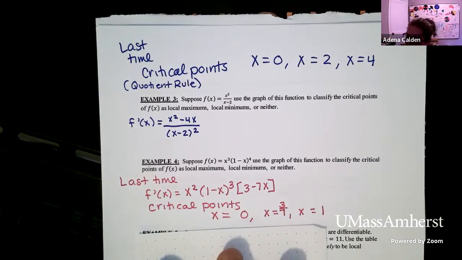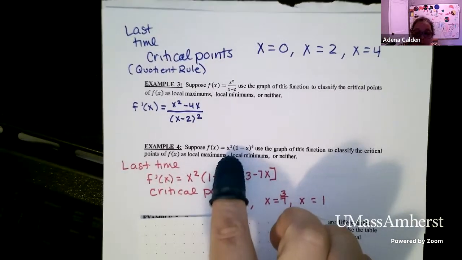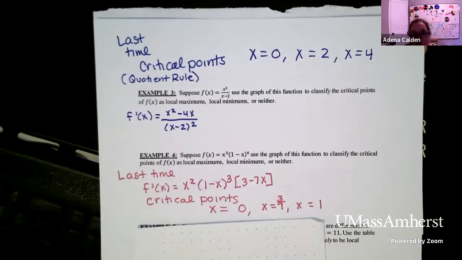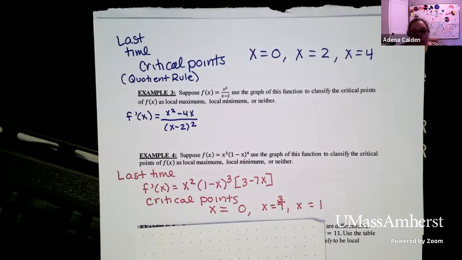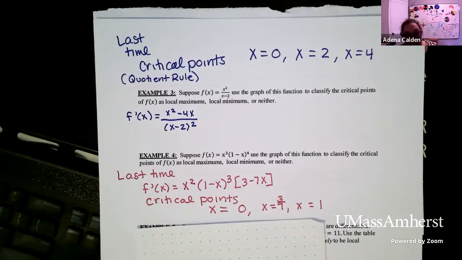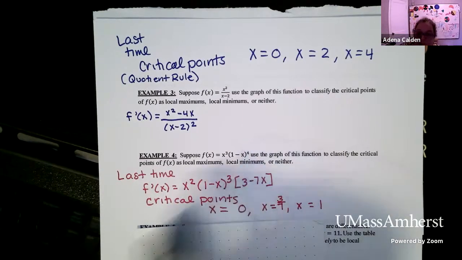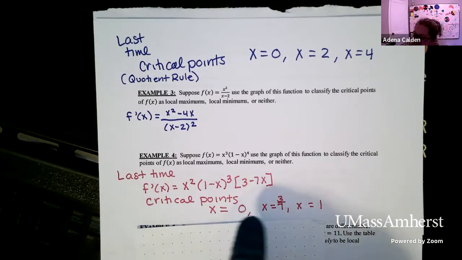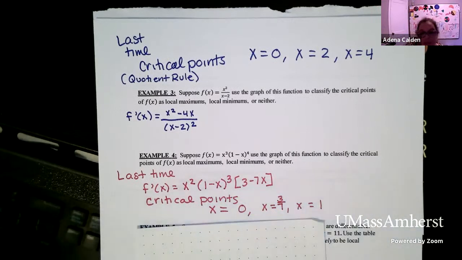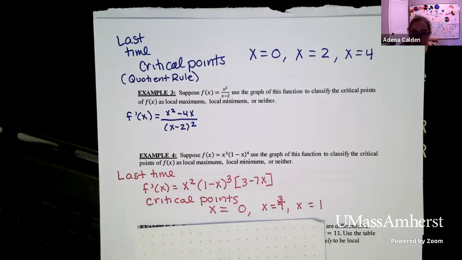Then we're going to do the same thing with our product rule function. We had x cubed times 1 minus x to the 4th. We did a product rule, and we did some factoring so that we could find our critical points, and we had 0, 3/7, and 1. Now we want to know, are those local maxes, mins, or neither? So we will have to graph the original function and look at 0, 3/7, and 1 to see if we can determine visually if they are maxes, mins, or neither.